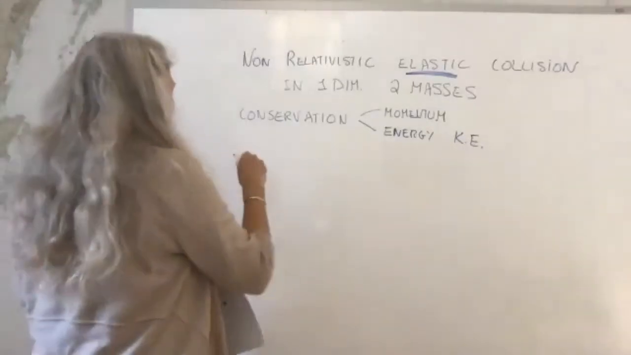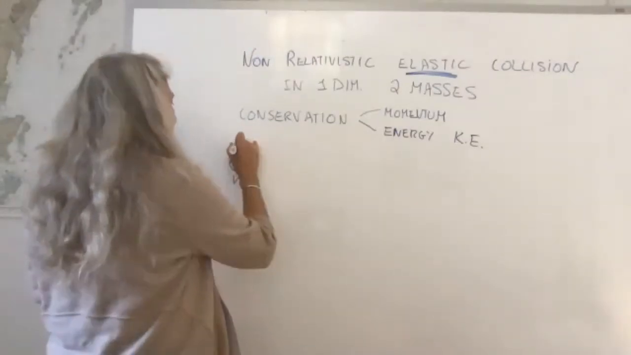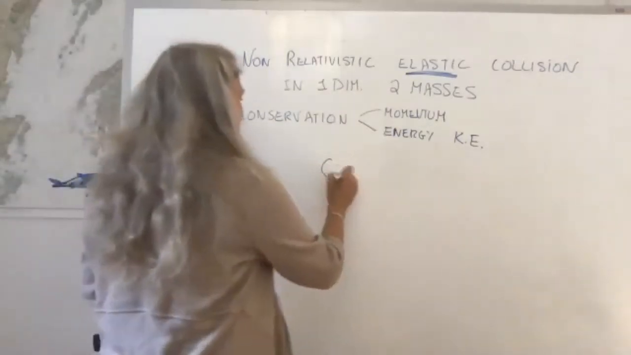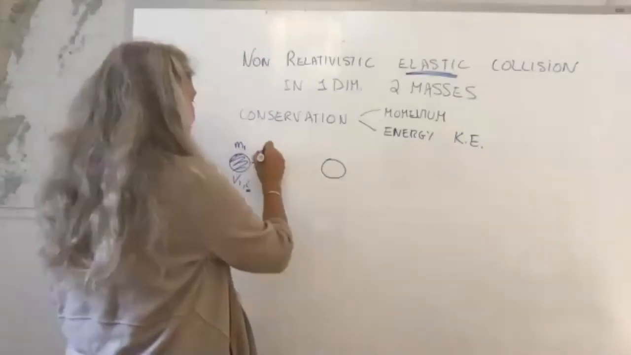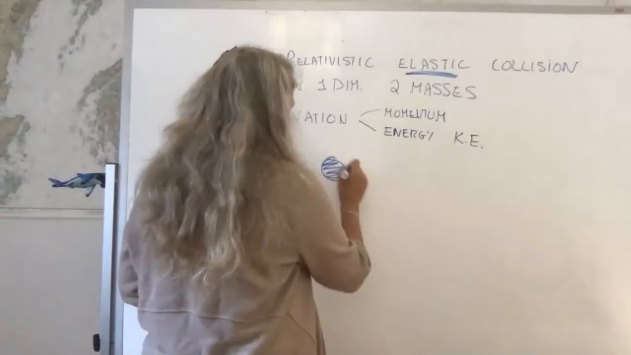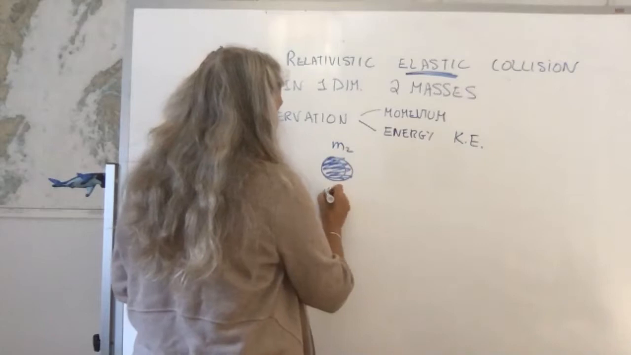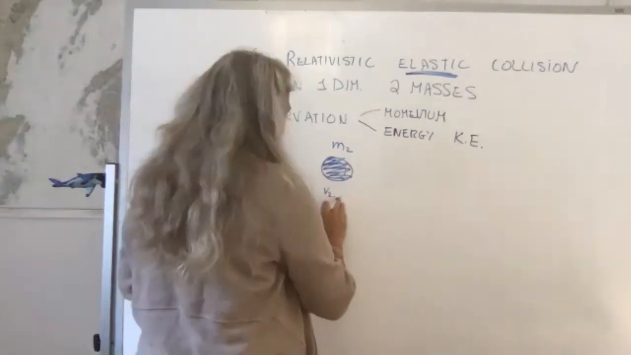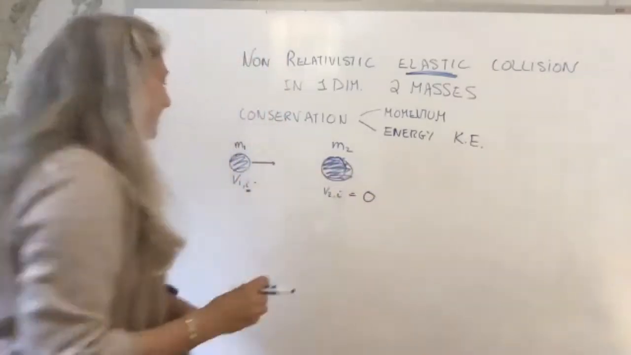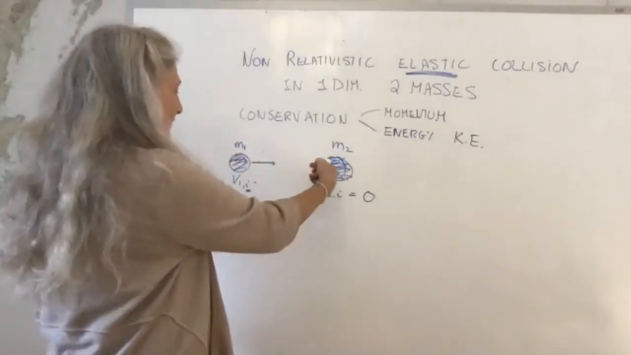The collision we looked at had an initial velocity for particle 1. In the lab frame it was moving at some initial velocity, v1I, and then it hits something else which has a different mass m2, and its initial velocity we set to be 0. So in the lab frame, this one comes and hits that one, and then the first one bounces off.